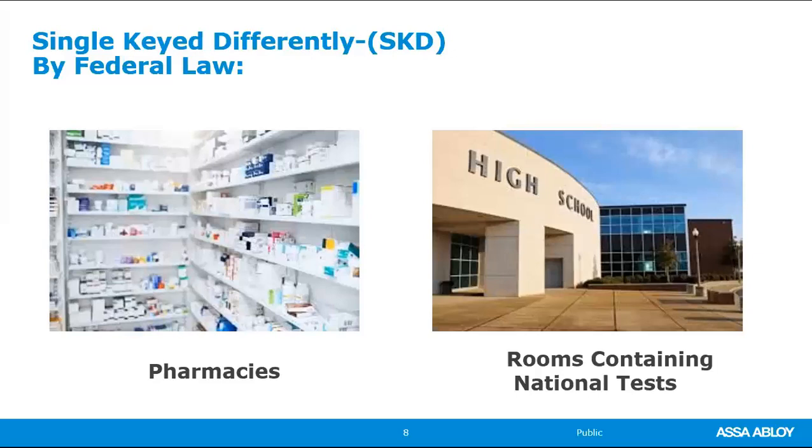If you're dealing with residential, many are residential customers, HUD properties, Housing and Urban Development properties, cannot be master keyed. Something to keep in mind.